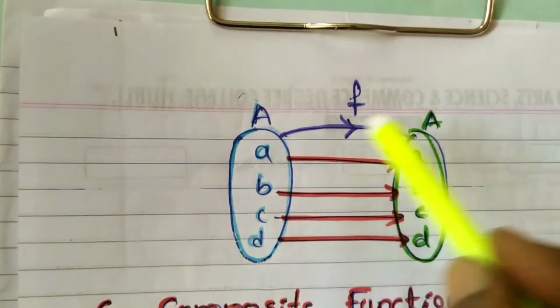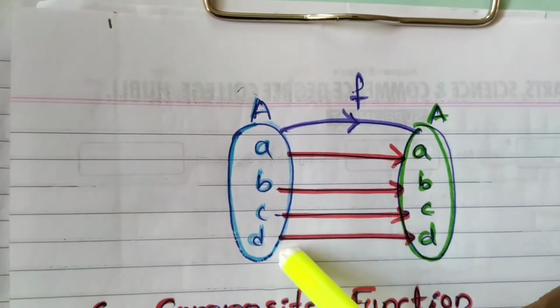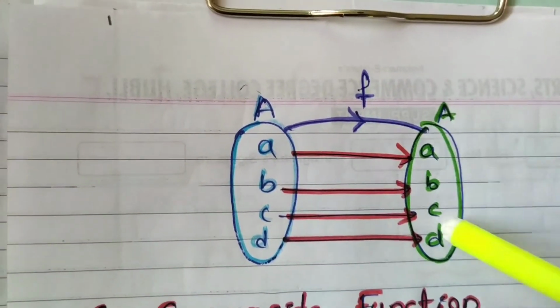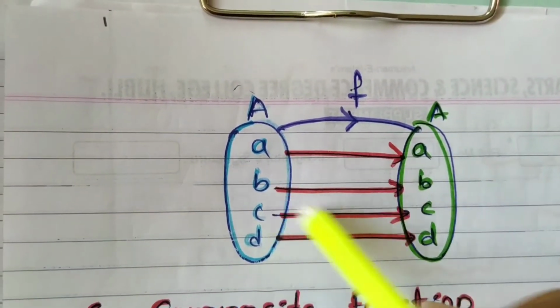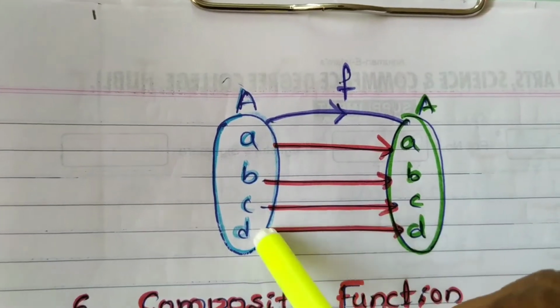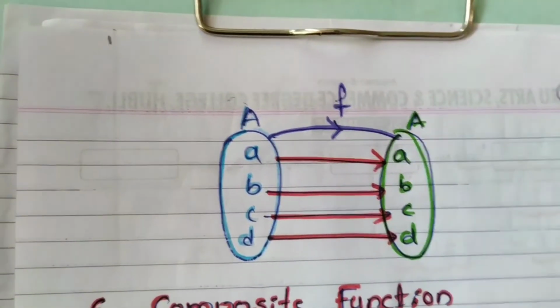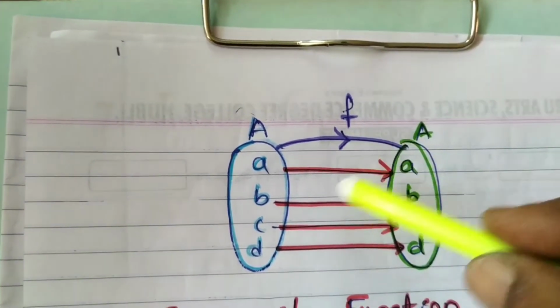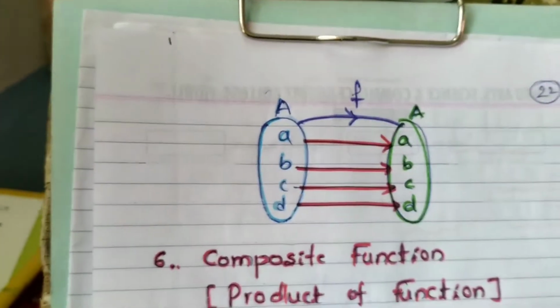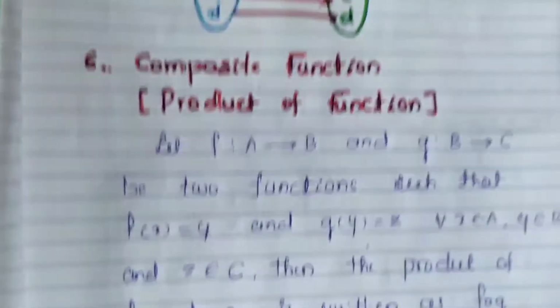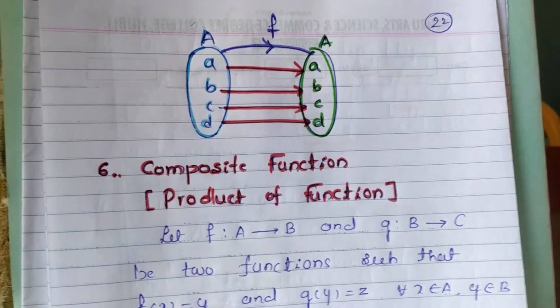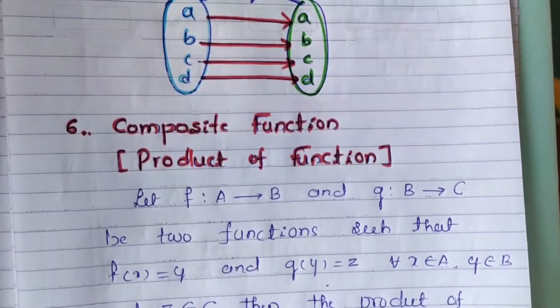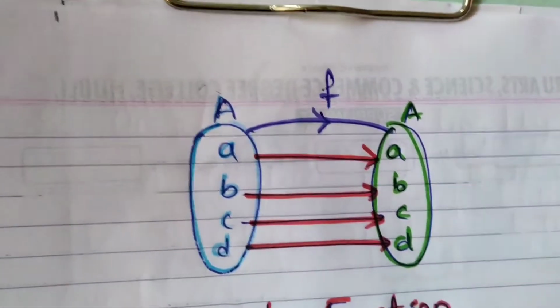For example, f from A to A has been taken. A contains a, b, c, d. A is associated with a, b with b, c with c, and d with d. So f from A to A is the identity function.